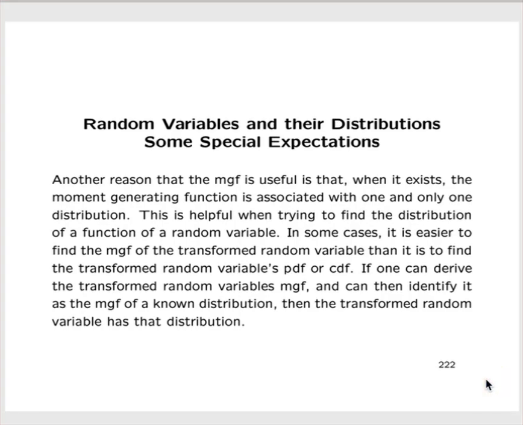Now, the other reason that the moment generating function is useful is that when it exists, it is associated with one and only one distribution. So there's a one-to-one relationship between distributions and their moment generating functions. This is helpful when trying to find the distribution of a function of a random variable. In some cases, it's easier to find the moment generating function of a transformed random variable than it is to find the transformed random variable's PDF or CDF.